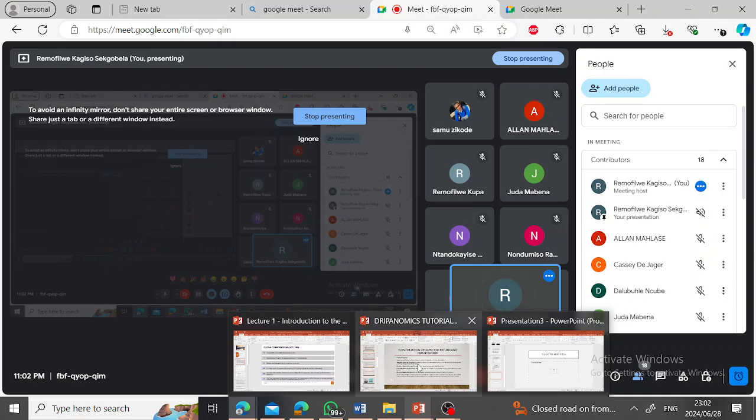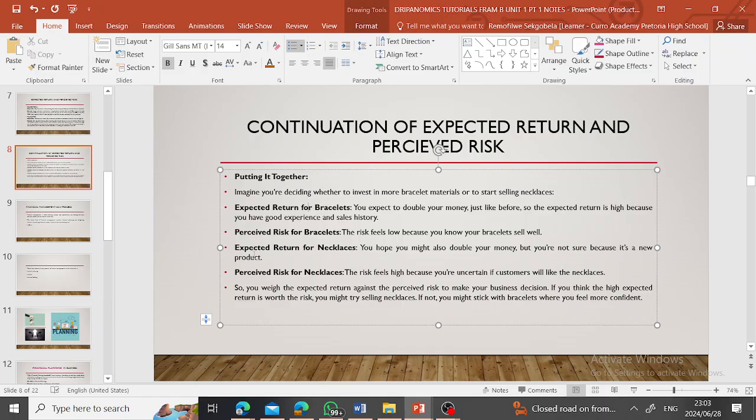Then let's come back here. However, for necklaces, you hope you might also double your money, but you're not sure because it's a new product. The perceived risk for the necklaces feels a bit too high because you're uncertain if customers will like the necklace. So you need to weigh the expected return against the perceived risk to make your business decision. If you think the high expected return is worth the risk, you might try selling necklaces. If not, you might stick to bracelets where you feel more comfortable.